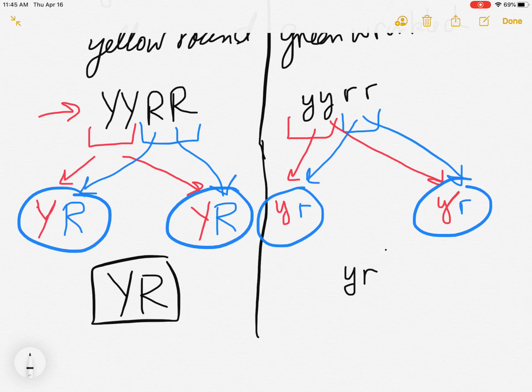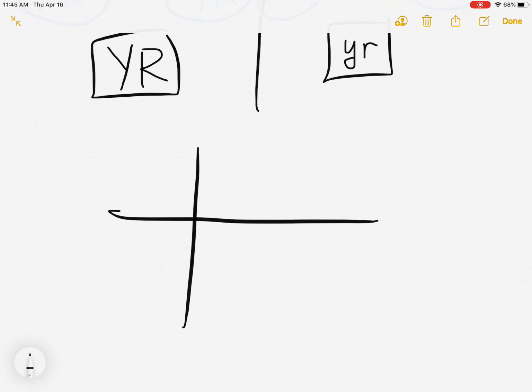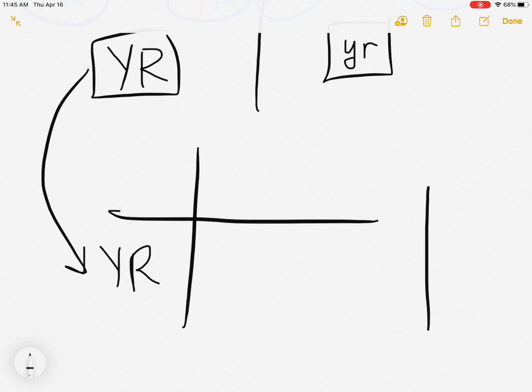So these are the gametes you would get here. Well, there's only one, right? They're both the same. So the only combination we can get is this. So this would be an easy cross. With only one gamete, the Punnett square has only two spots. We're going to take this gamete and put it here.